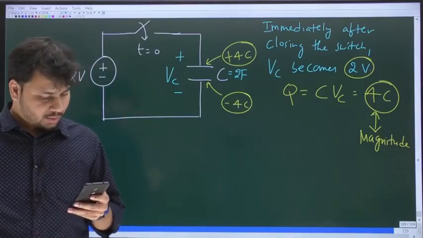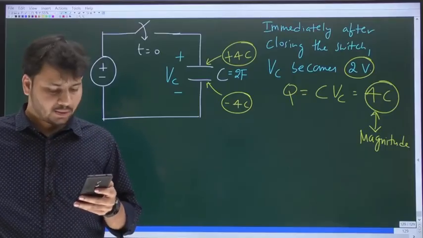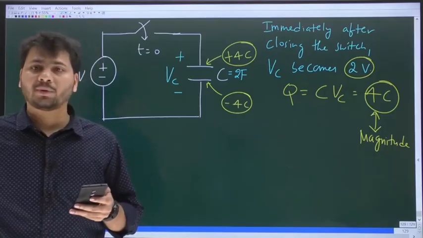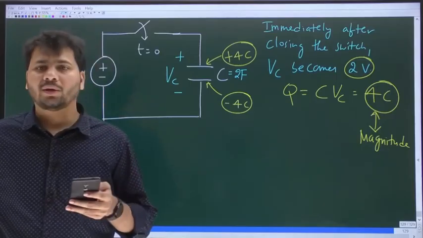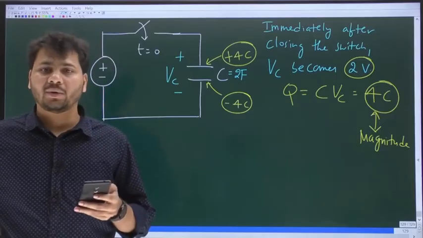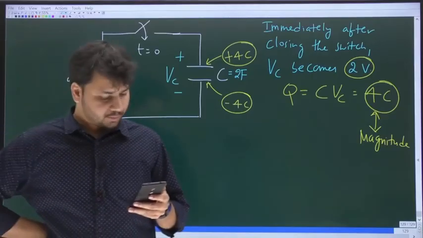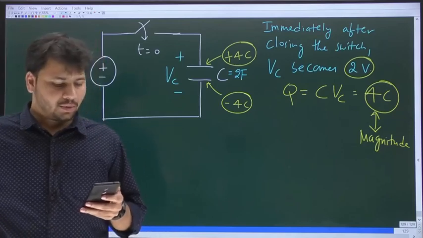So I think what you are trying to point out is that the plus of the battery will supply plus 4 coulombs to the top plate, and minus of the battery will supply minus 4 coulombs to the bottom plate. Others, what do you think? I mean, do you think this is correct?